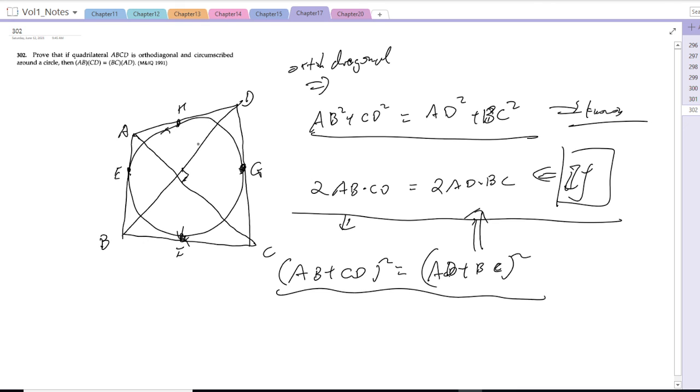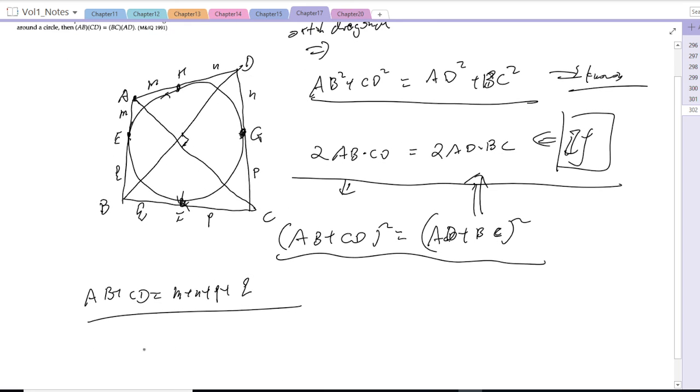Now let's see, ABCD, ADBC. Okay, let's parameterize. So this is the tangent line, right? M, M, N, N, P, P, Q, and Q. Okay, so AB plus CD is equal to M plus N plus P plus Q. Did you see it? Then exactly the same, AD plus BC is also M plus N plus P plus Q. Now we prove this, and we can go back to prove that.